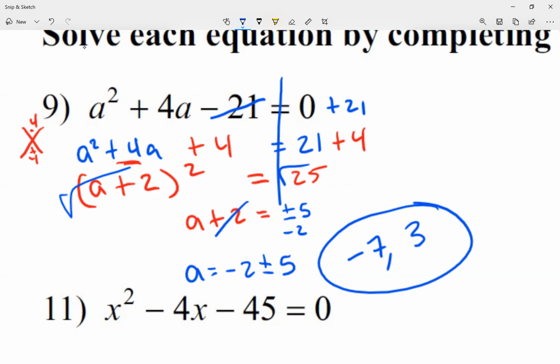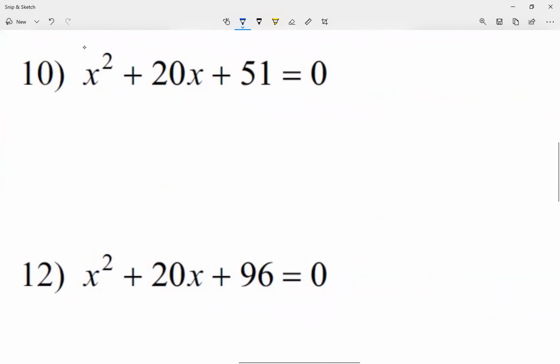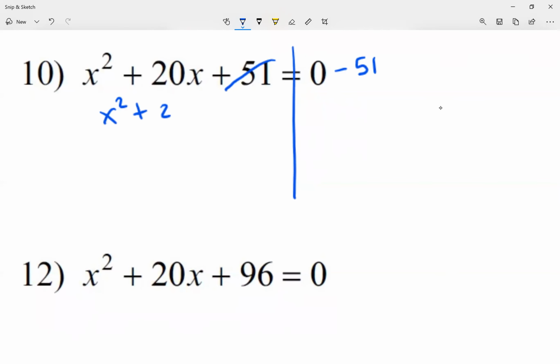Right now, some of you might be like, whoa, where did this come from? Let's do a couple more examples. Let's take a look at question number 10. Let me separate my sides through the equal sign. My plus 51, let me move it over as a minus 51. So that's going to give me x squared plus 20x. I'm going to leave a space. It's equal to negative 51. It's okay. We're working with negatives. That's fine.